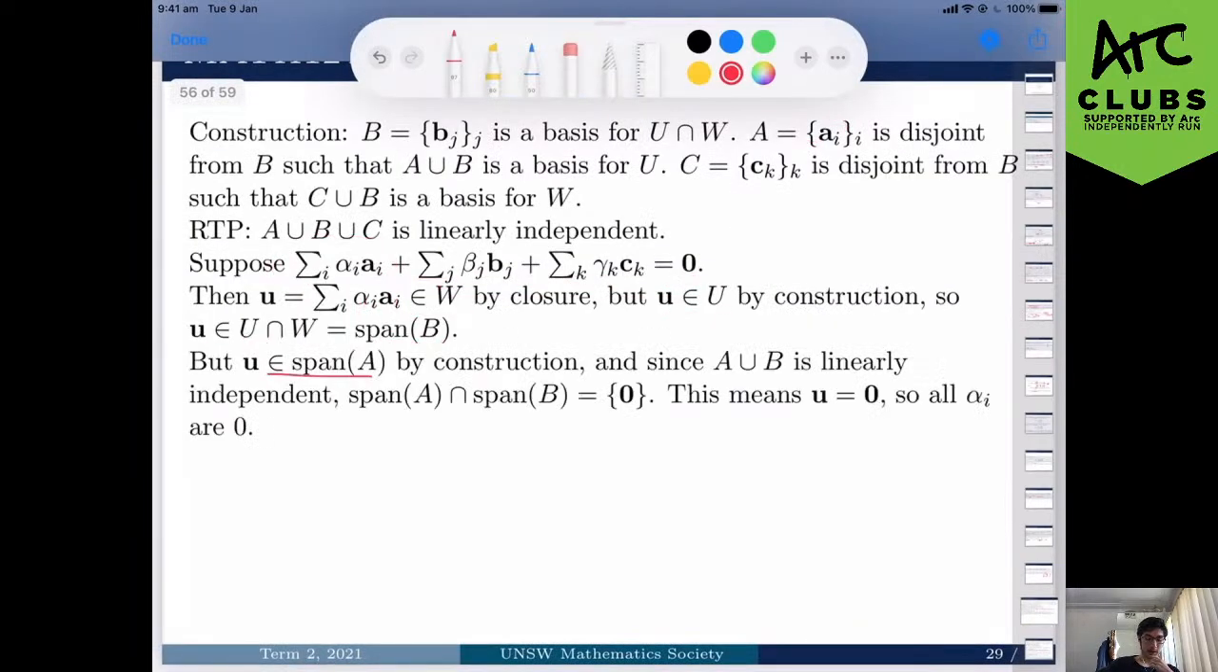And it's also in span A, because that's how we defined it, I guess. It's very similar to that claim. Anyway, since A union B is linearly independent, that means that the intersection of their spans is 0, and I guess since they're disjoint as well. That you can very quickly justify just by the algebra. If their spans overlap in a non-zero place, then they're not going to be linearly independent.